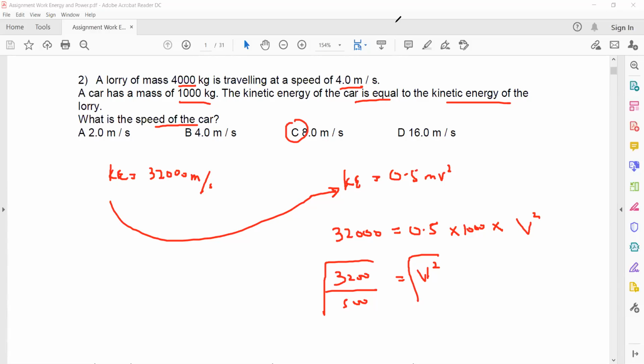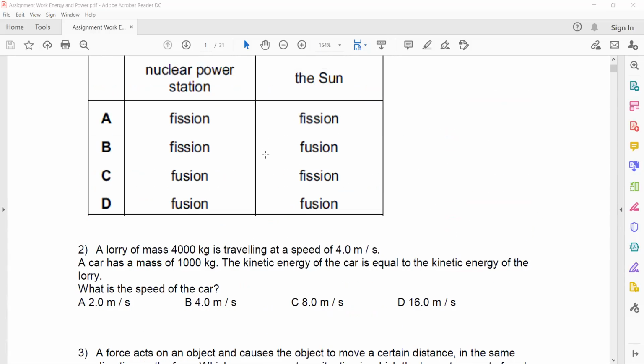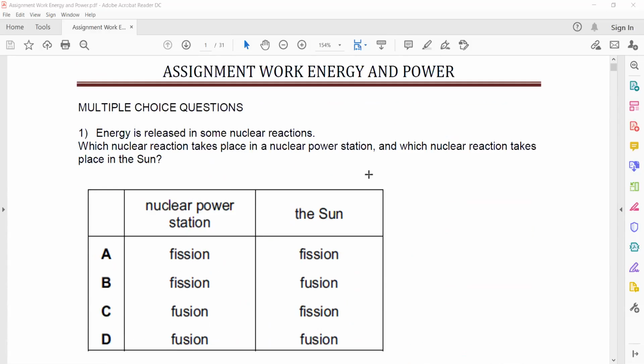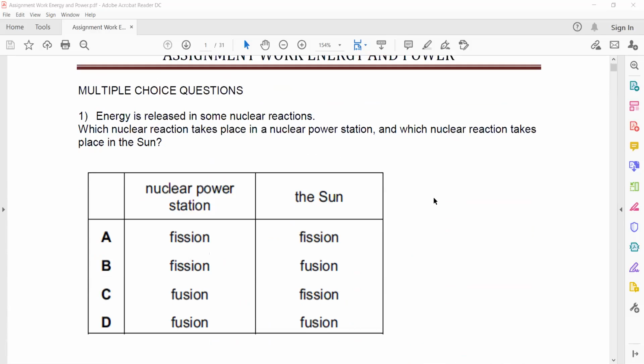Sir, in the first question, the fusion and fission, can we use fusion reactions to obtain nuclear energy? We can use fusion reactions to obtain nuclear energy, but the thing is, a small scale can be done, like a small quantity of nuclear fuel which can undergo nuclear fusion, you can obtain energy. But large scale is not possible.